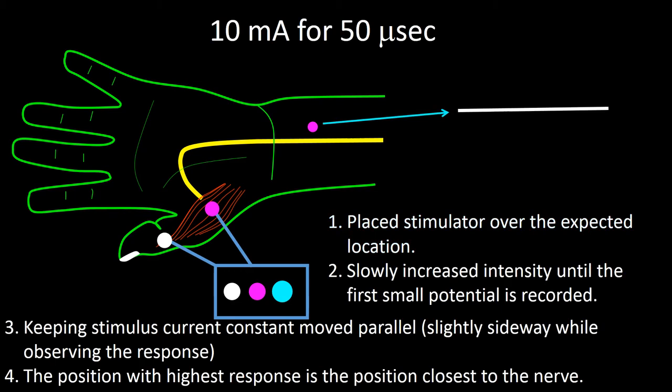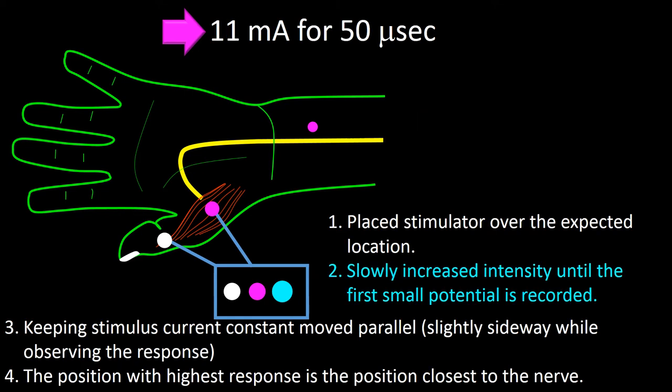In this frame, I am adding a flat white line, indicating no response. Notice that the stimulus used was 10 milliamps for 50 microseconds. Now the stimulus is increased to 11 milliamps for 50 microseconds. At this point, I am following the second rule. Again, in this hypothetical case, no response is obtained with this stimulation. Now the stimulus is increased to 12 milliamps with the same duration. And as you can see, depicted in this frame, a small wave appeared. We have complied with rule number two.